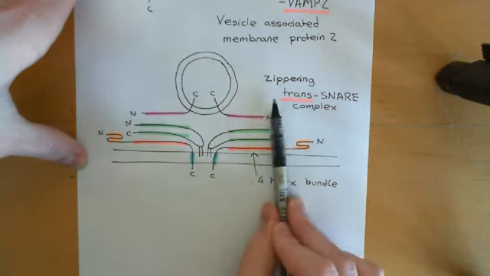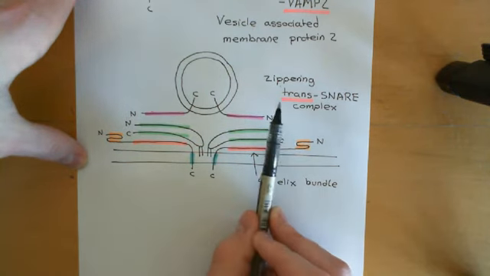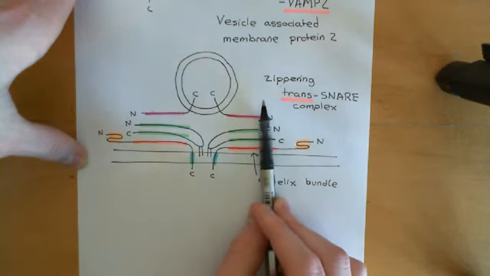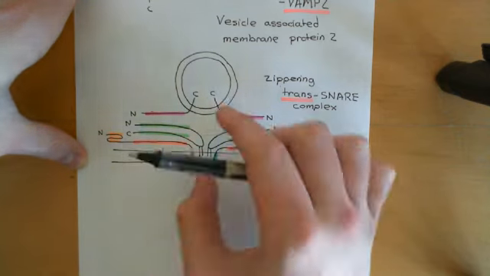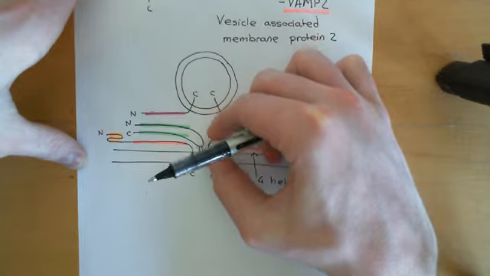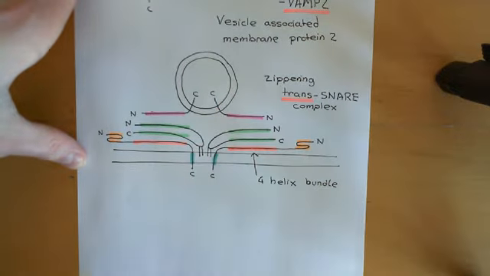Okay, and it propagates backwards like so. Now, when this occurs, it releases a lot of energy, and it's this energy that is used to pull the two membranes closer together. Now, why do you need to put energy in to pull the two membranes closer together?